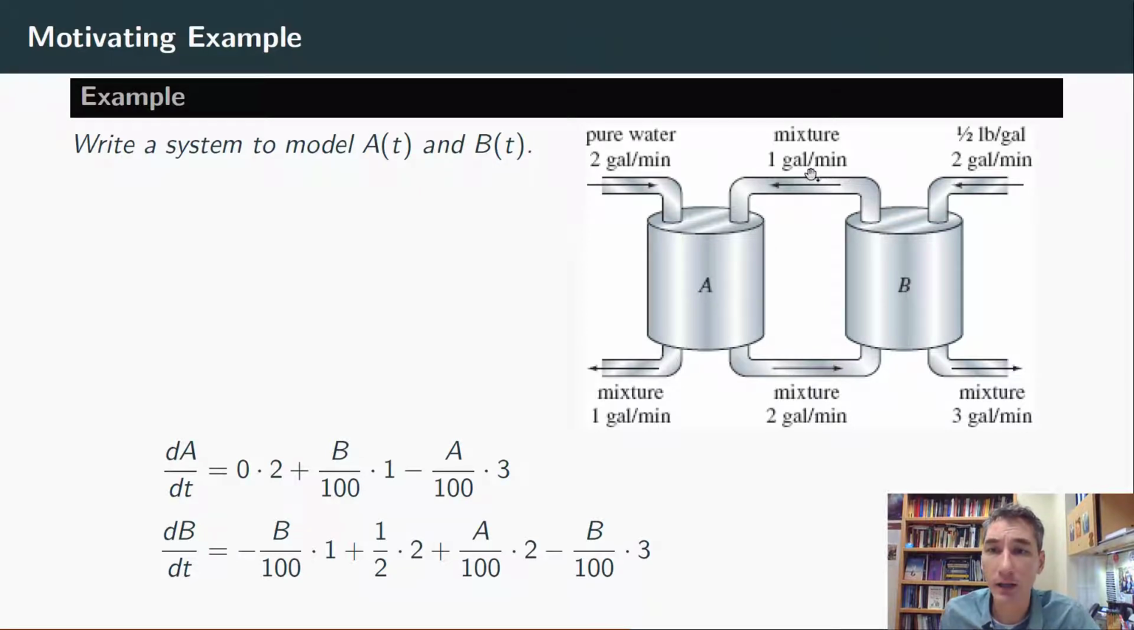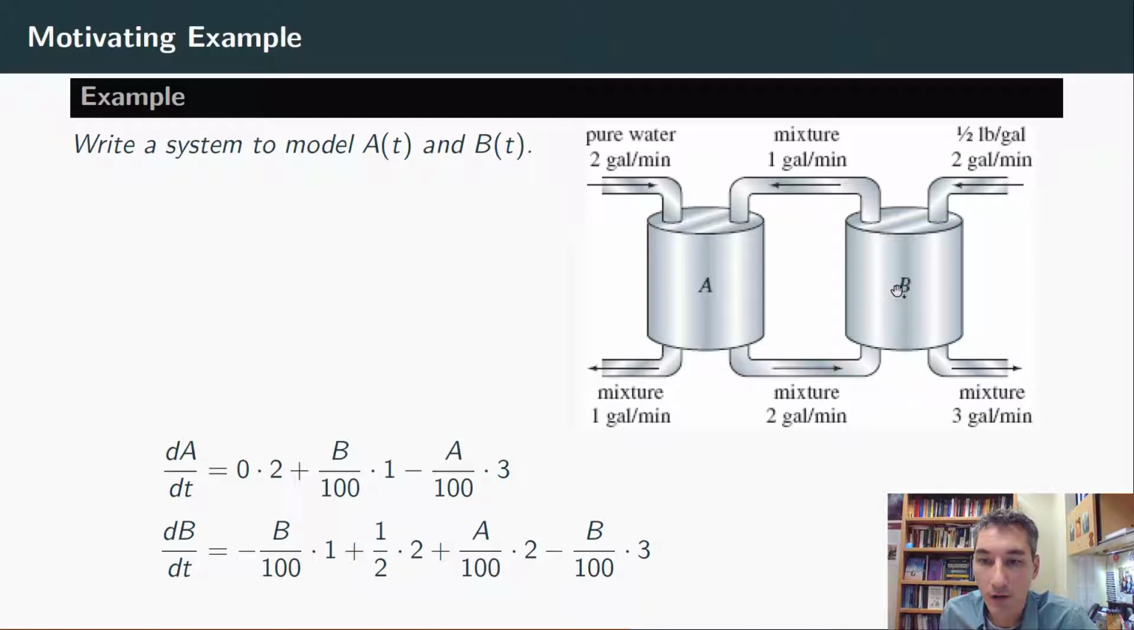All right, so right here you've got a gallon coming out. So negative B over 100 times 1 because that's going out. Then you've got 1/2 pounds per gallon, 2 gallons per minute coming in. So that will end up being 1 pound per minute. Pounds per minute, right? Check the units.